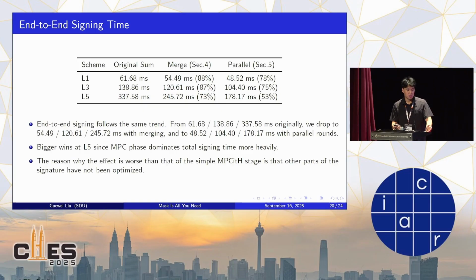For end-to-end signing, it follows the same trend, but the improvement is smaller than that of the MPC stage, because the other parts of the signature have not been optimized.